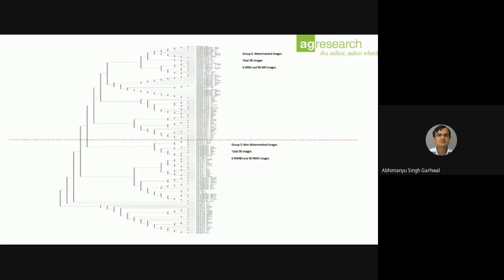And what we did, we took some watermarked images and we degraded them by using a print and scan methodology to see if this method is able to detect the degraded and non-degraded image on the basis of watermark and non-watermark. And we successfully, with 100% accuracy, were able to generate a phylogenetic tree that can segregate watermark and non-watermark images by using this approach.